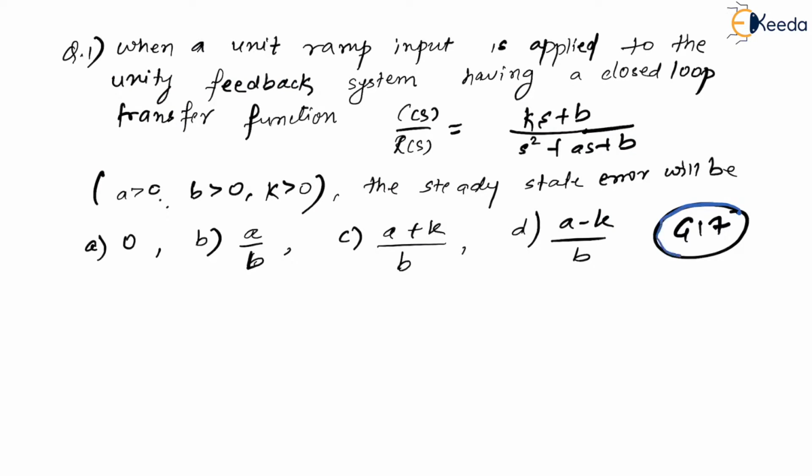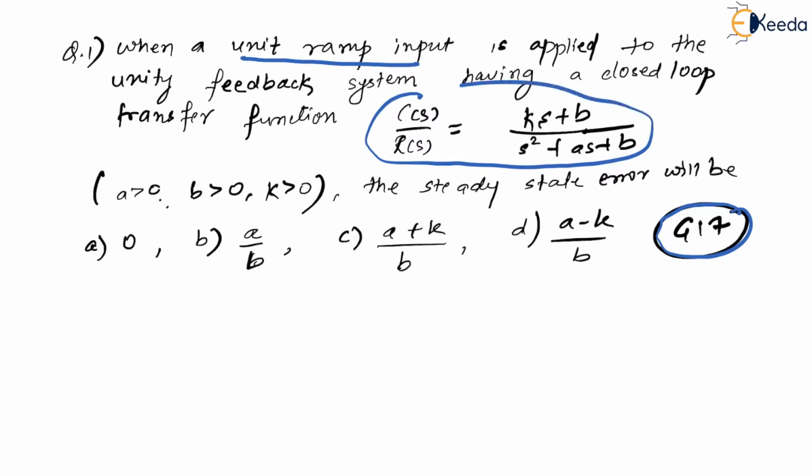Yes dear, it is a GATE 2017 question. When a unit ramp input is applied to the unity feedback system having a closed loop transfer function as given, very important, then the steady state error will be... Now the first thing is we need to find the steady state error, right? Let us try to do so.